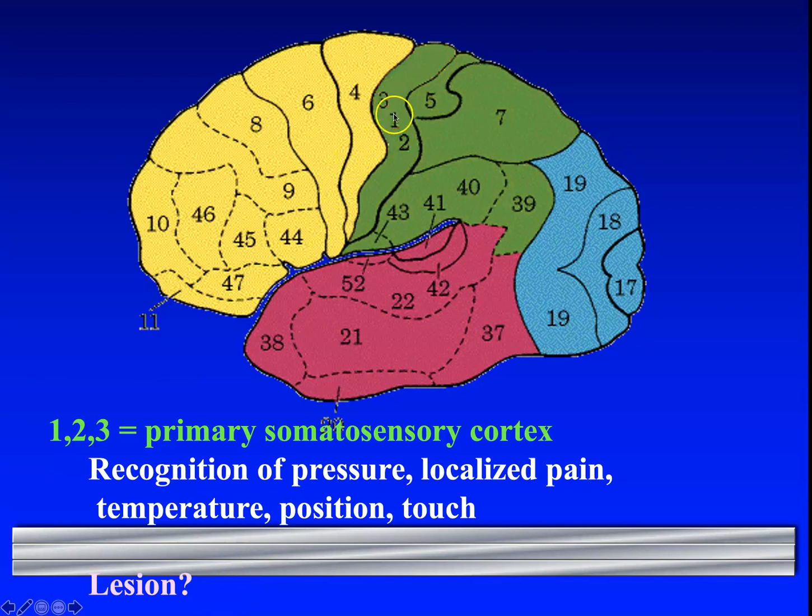So areas 3, 2, 1, it's primary somatosensory cortex, and that's going to be the recognition of pain, of sensation. So not just pain, but pressure, touch, temperature, position, all those sensations of touch go right to areas 1, 2, 3. So if we were to lesion it, you couldn't feel. If I put something in your hand, you wouldn't get a sense of pressure or temperature or touch or fuzzy or wet or pokey or whatever it feels like. So that is the primary somatosensory cortex.